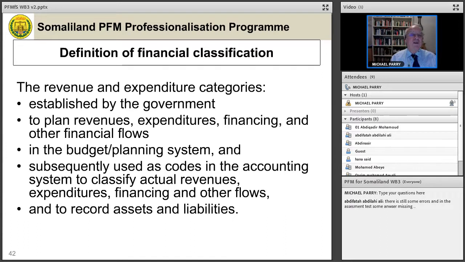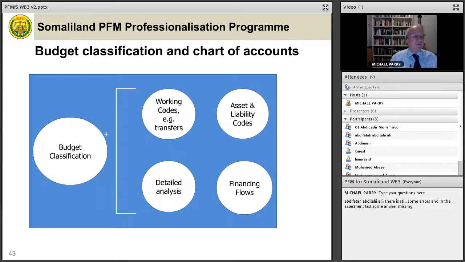It's used to plan revenues, expenditures, financing, and other financial flows. I'm not sure what other financial flows there are, but you use your classification system for budget planning. Subsequently used as codes in the accounting system to classify actual revenues, expenditure, financing, and other flows. So you use the same codes in your accounting system as in your budget system for classifying the same item. And you also use codes to record assets and liabilities.